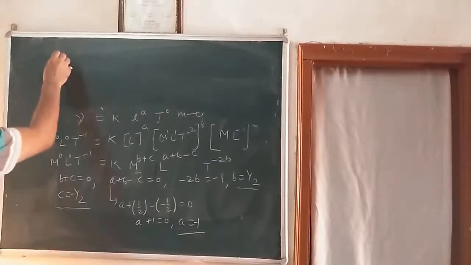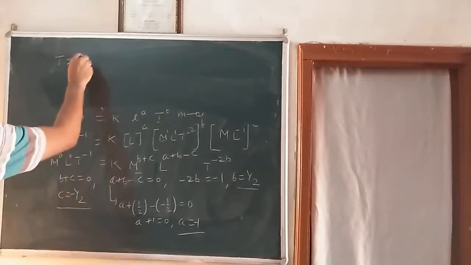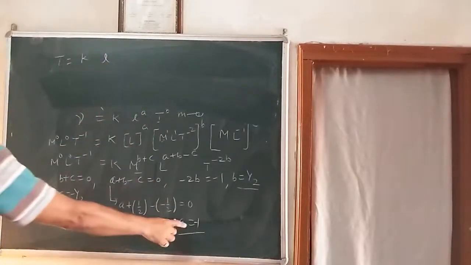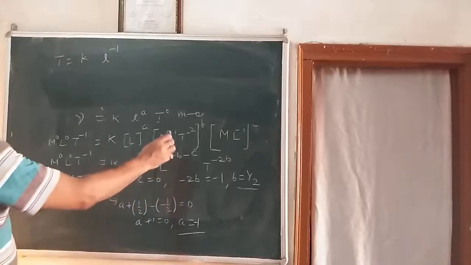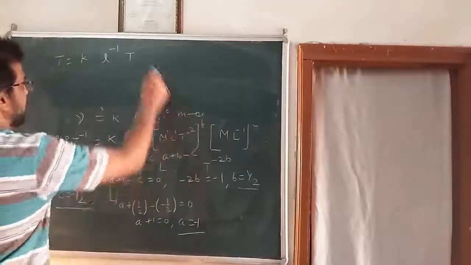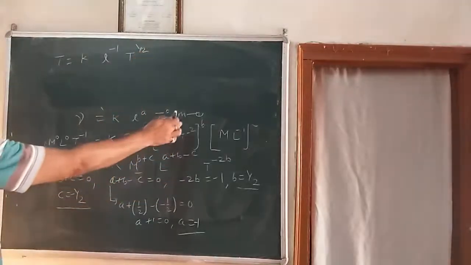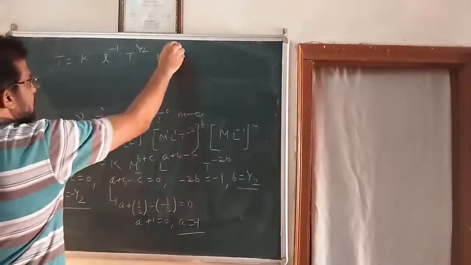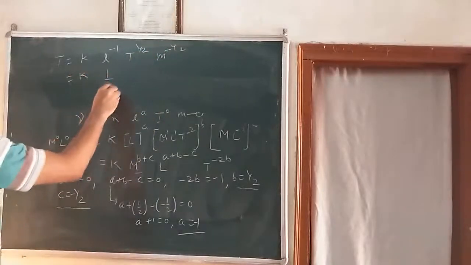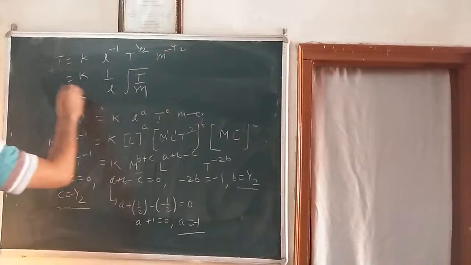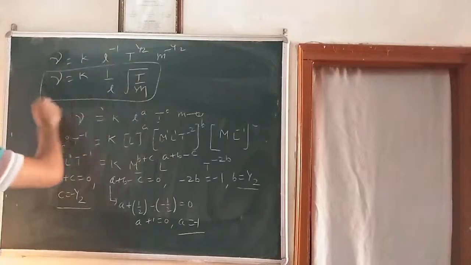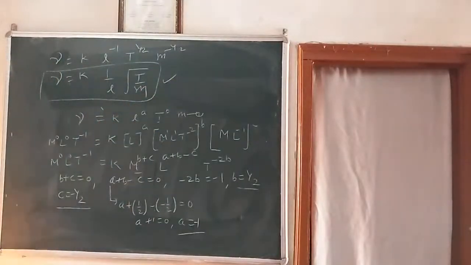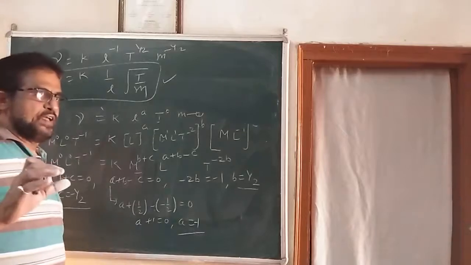So T comes out to be K, L to the power minus 1, because A is equal to minus 1. Then T to the power B, that is 1 by 2, then M to the power minus 1 by 2. What are we getting? T is equal to K times 1 by L under root of T by M. So this is the formula we derived here. Is it clear? That's a very simple way.